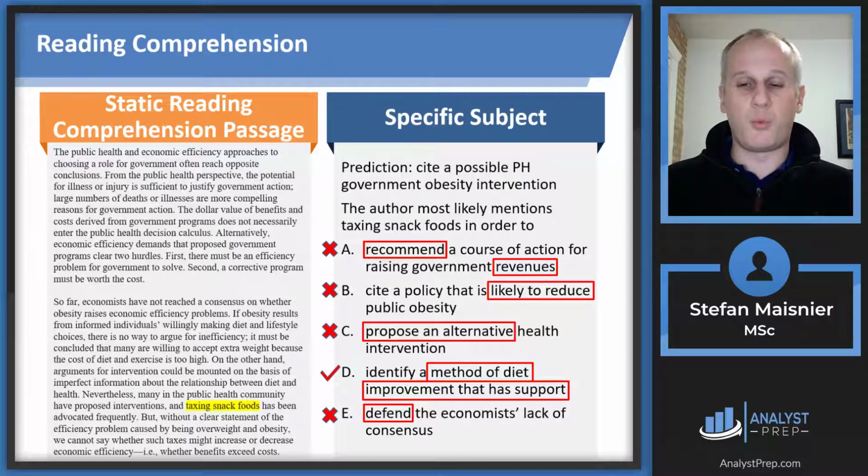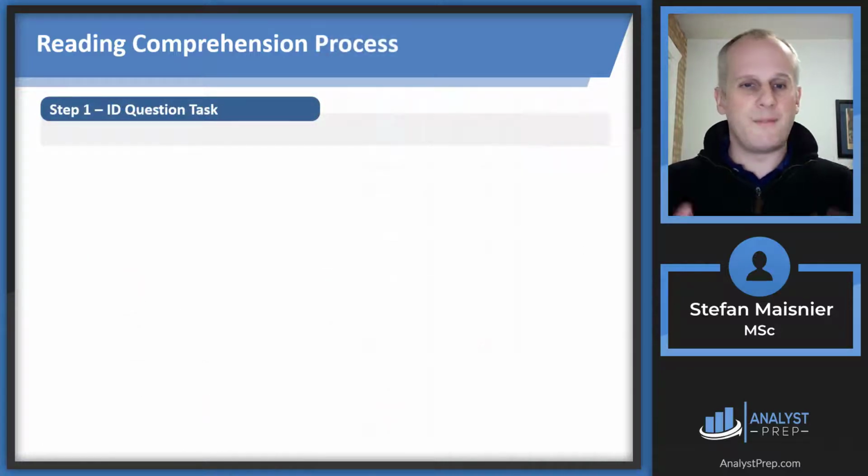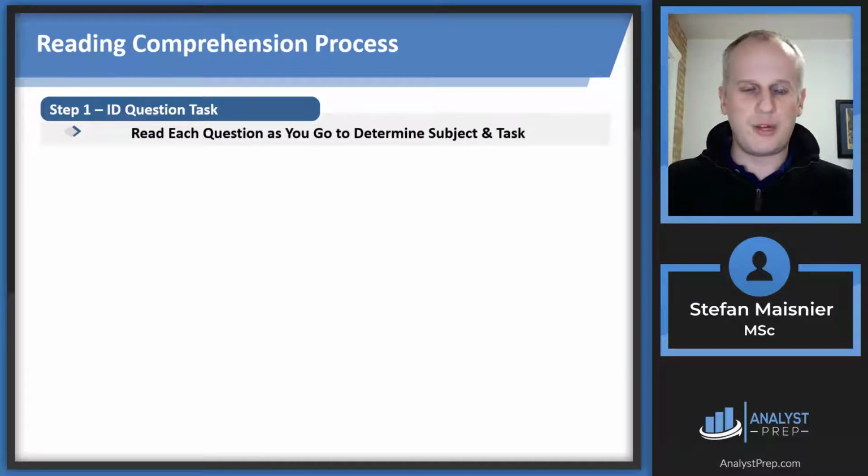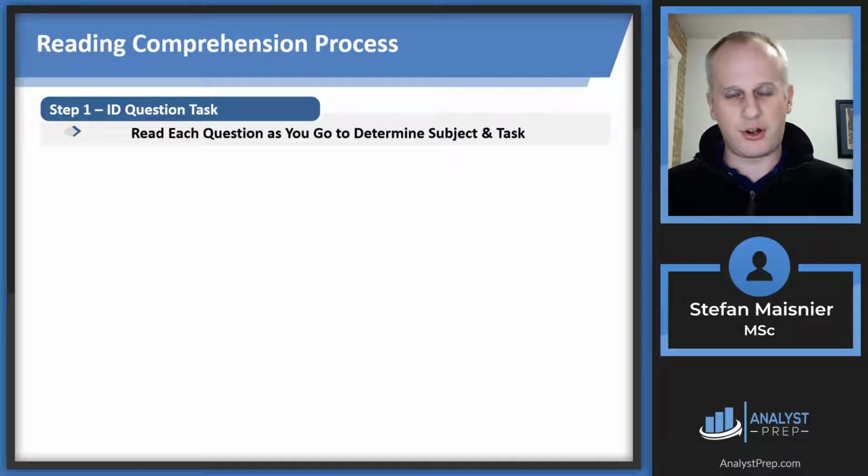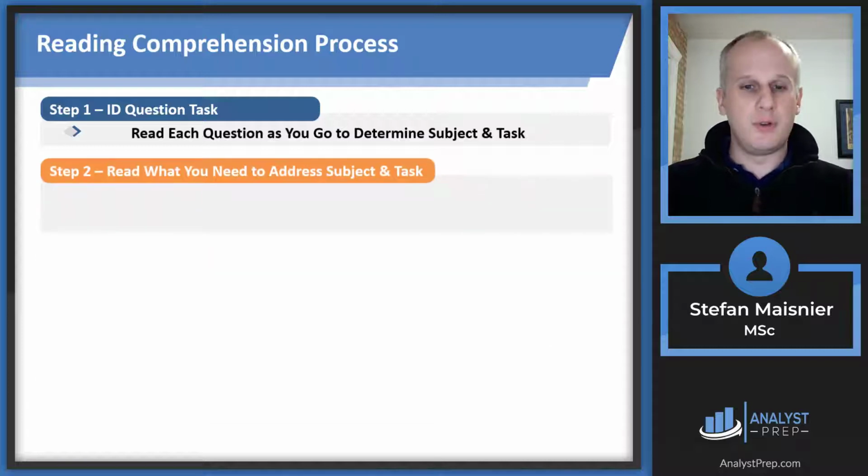So again, you can see how to work through a specific subject question as well, and these are the question types that will basically be rotating throughout a reading comprehension passage. So the first step of the reading comprehension process is, of course, going to be to identify the question task. And you want to read each question as you go to determine its subject and task. So again, is it targeted, where you could just go look for a term or location, or is it broad, asking about the passage overall and what are you being asked to do with the information? Then you want to read what you need to address that subject and task.